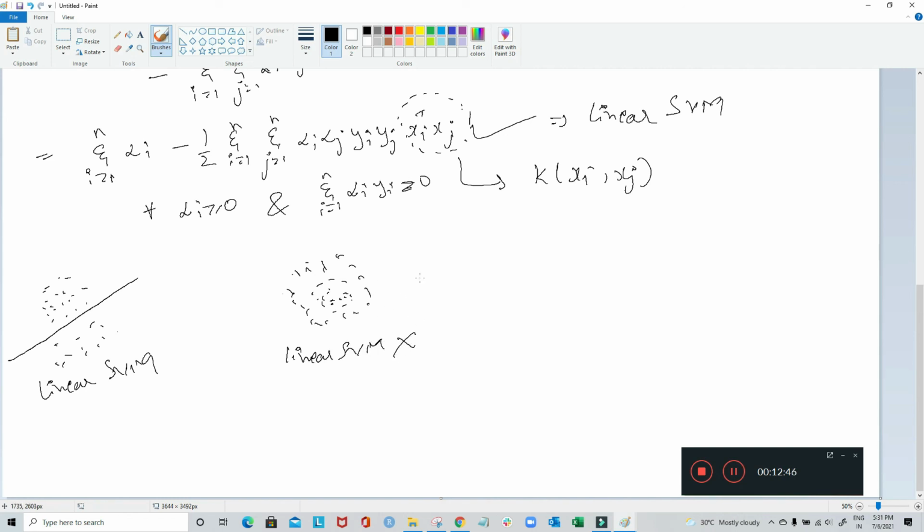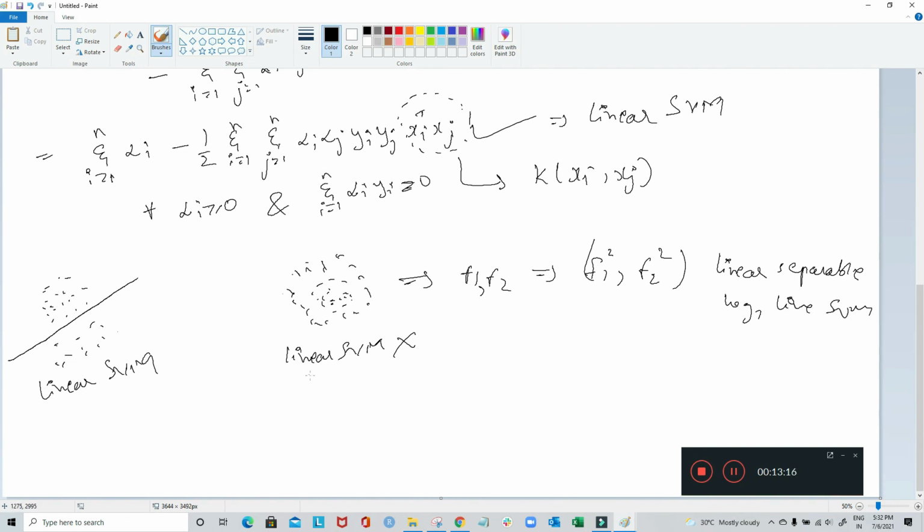We also learned in logistic regression that if this data is distributed between f1 and f2 features, then when we transform it to f1 square and f2 square, this can be converted to a linearly separable form, right? So in that case, we can apply our logistic regression or linear SVM.